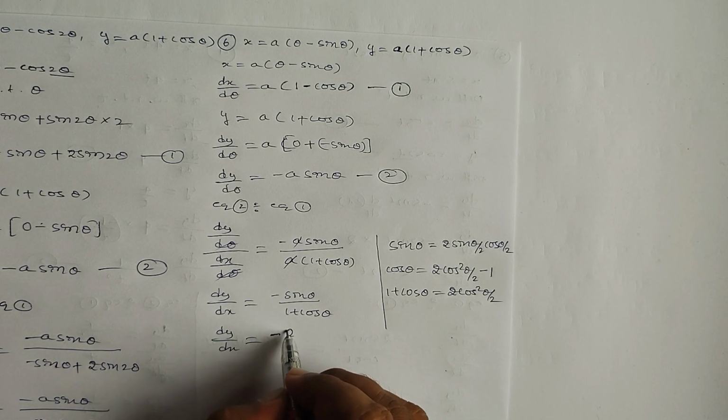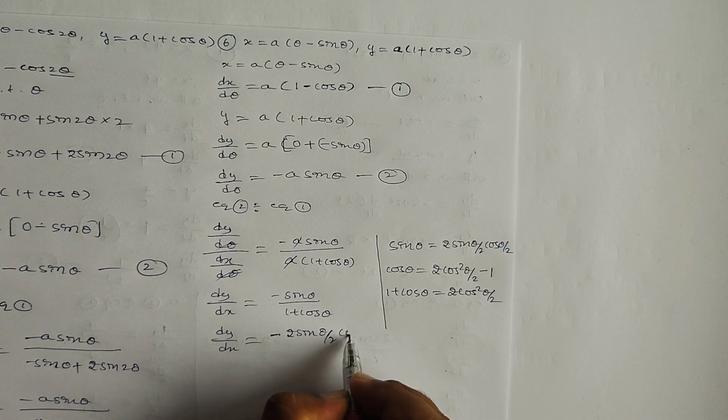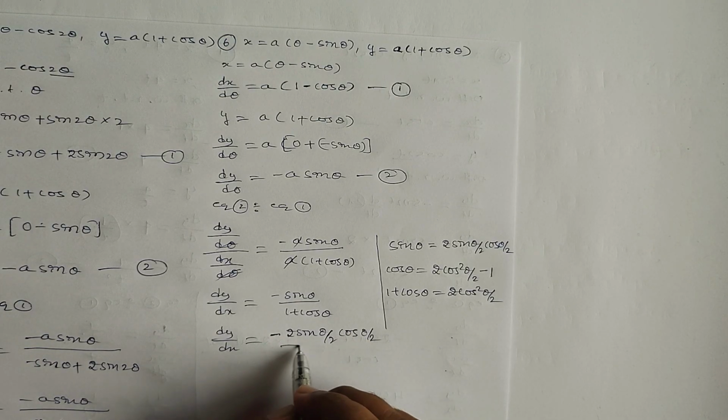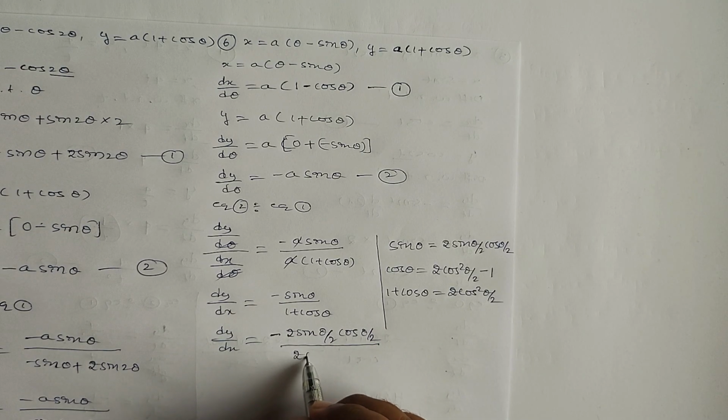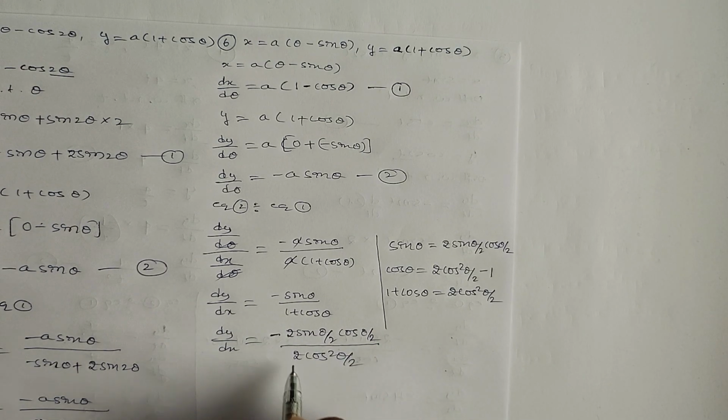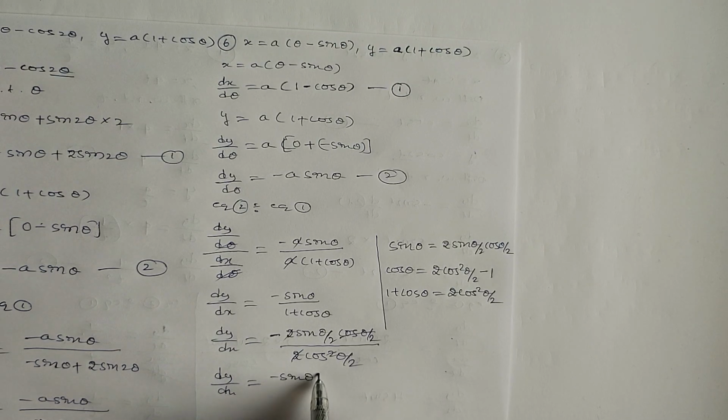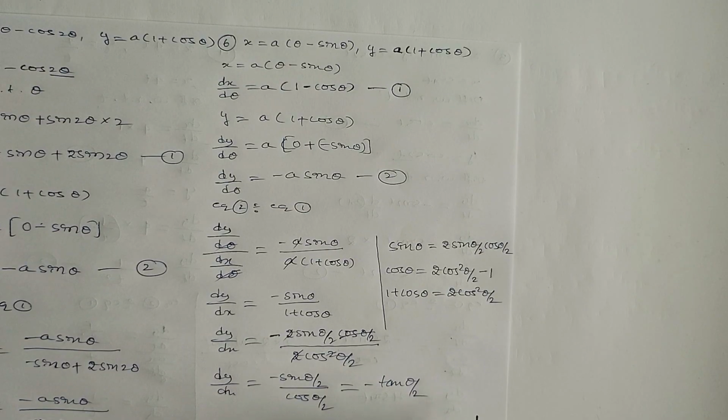Okay, sin theta becomes 2 sin theta by 2 into cos theta by 2, divided by, okay, what is 1 plus cos theta? 1 plus cos theta is equal to 2 cos square theta by 2. Okay, here 2 gets cancelled, one cos cancels. What is the remaining term? dy by dx is equal to minus sin theta by 2 divided by cos theta by 2. So that is sin theta by 2 divided by cos theta by 2, which means tan theta by 2.